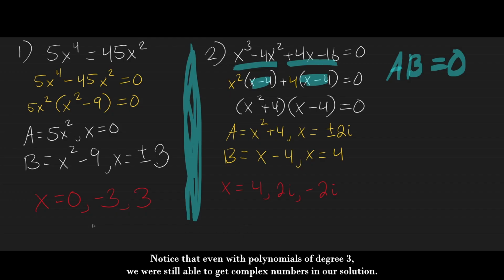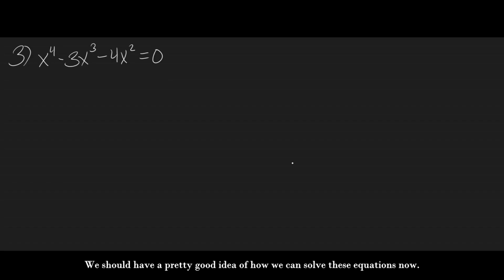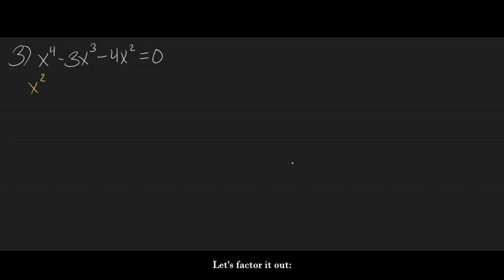Number 3, x to the 4th power minus 3x cubed minus 4x squared equals 0. We should have a pretty good idea of how we can solve these equations now. This is a degree 4 equation with only 3 terms. Notice that all 3 terms have a factor of x squared. Let's factor it out. x squared times (x squared minus 3x minus 4) equals 0.